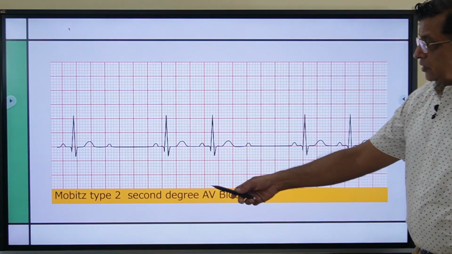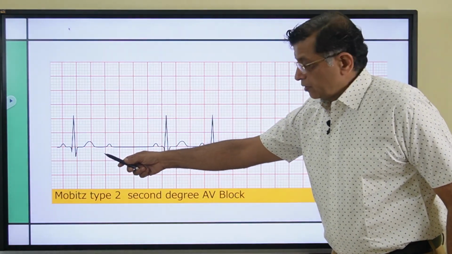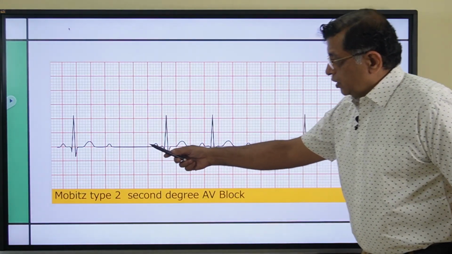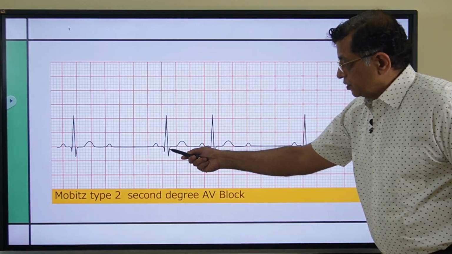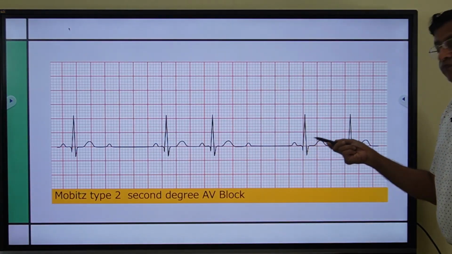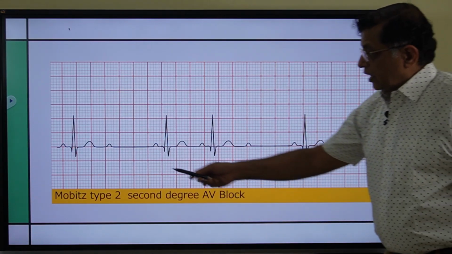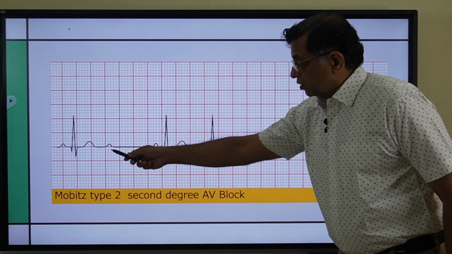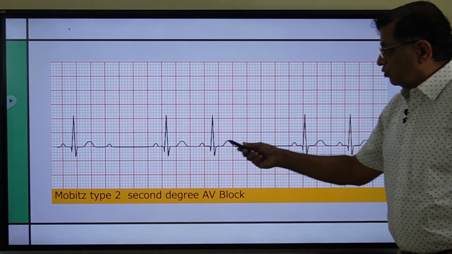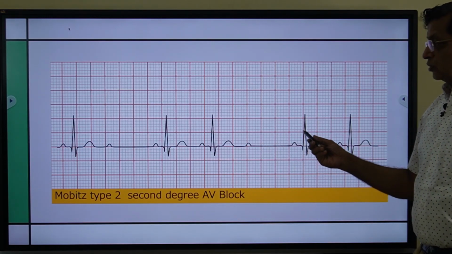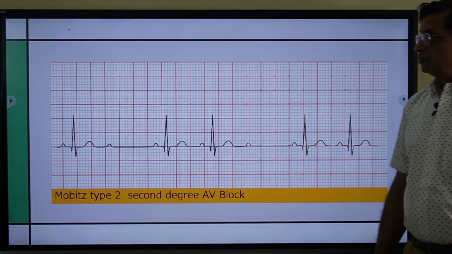In this slide is an example of Mobitz type 2 second degree heart block. You can see the PR interval is fixed in all the beats that are going to the ventricles, and some of the atrial impulses, or the P waves, are not followed by the QRS complexes. So this is Mobitz type 2 second degree heart block.